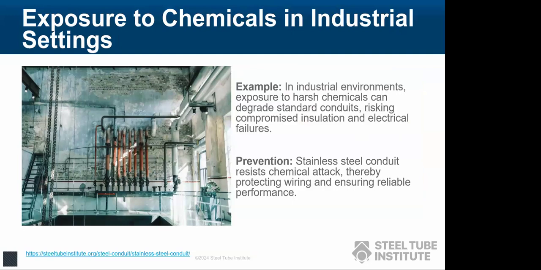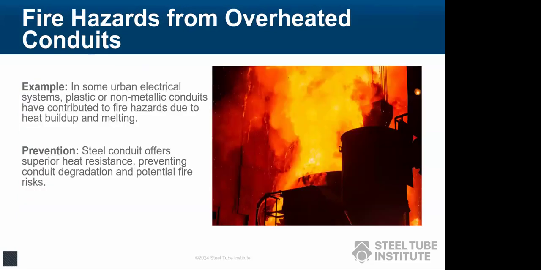Exposure to chemical and industrial settings. Electrical systems in industrial environments routinely face exposure to harsh chemicals, potentially compromising standard wiring systems. Stainless steel conduit in particular resists chemical deterioration, offering exceptional longevity, reliability, and reduced life cycle maintenance costs. Its chemical resistance ensures continuous infrastructure safety and performance, even in hazardous industrial conditions.